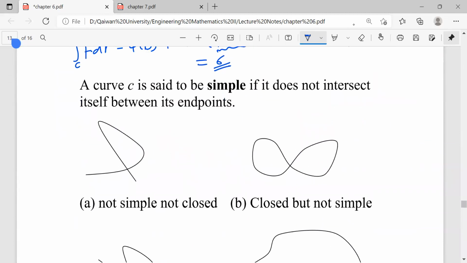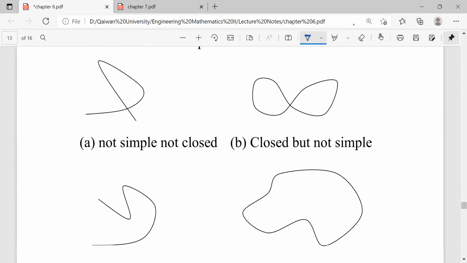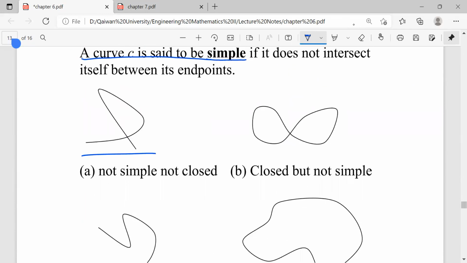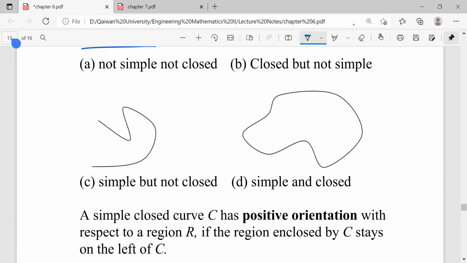We now have some concepts. Here we have a curve is said to be simple if it does not intersect itself. Look, this is not simple because it intersects itself. This is simple and that's also simple.